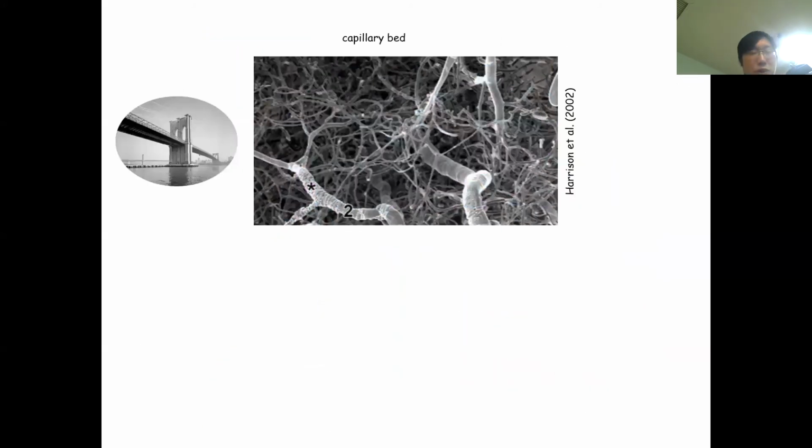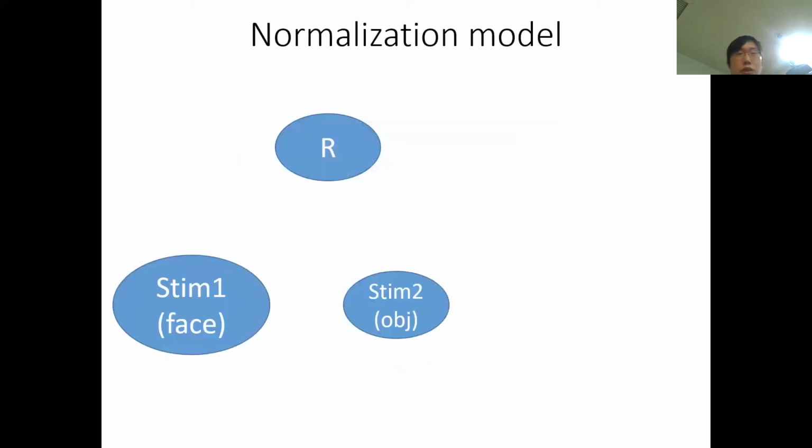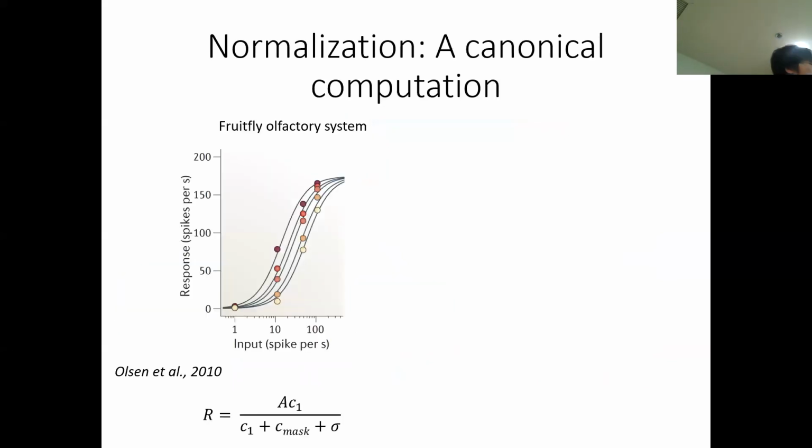Maybe I did not explain very clearly. The normalization itself is a lateral inhibition model. It's a lateral inhibition model. It's not a feed forward model. All these things are showing this is the input.